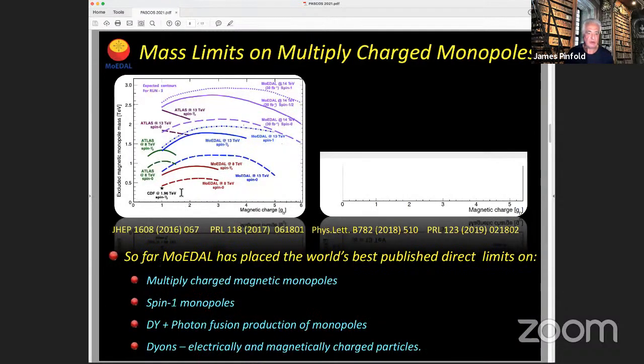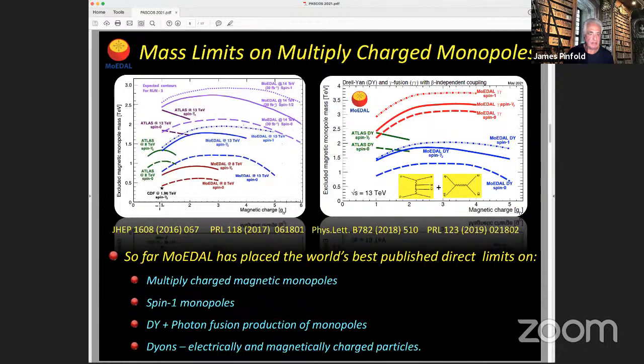And what's happened so far? We see here the limits that we placed. Obviously, we haven't discovered the magnetic monopole, but if we look at magnetic charge, in units of Dirac charge, against excluded magnetic monopole mass, we can see that at run 2, we've reached up to around 2 TeV. Our only competition at the moment is at the ATLAS experiment. This is Drell-Yan produced particles.